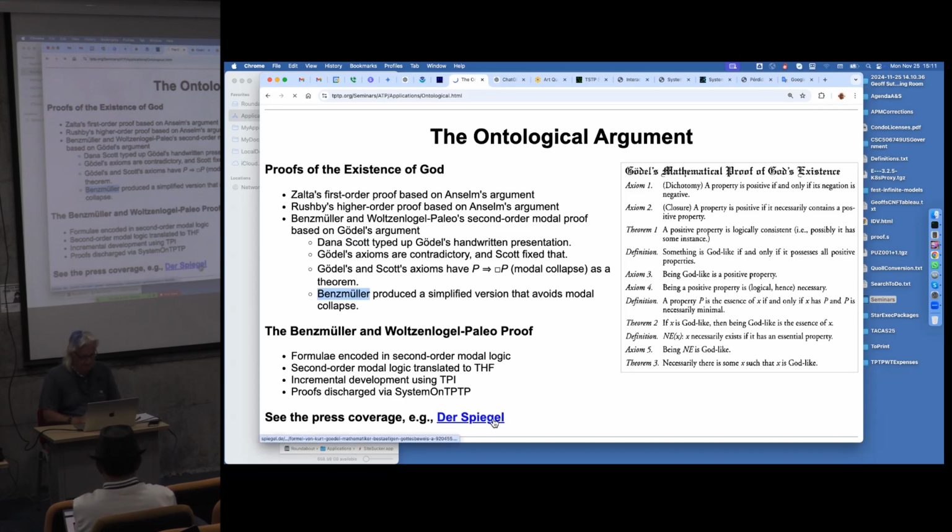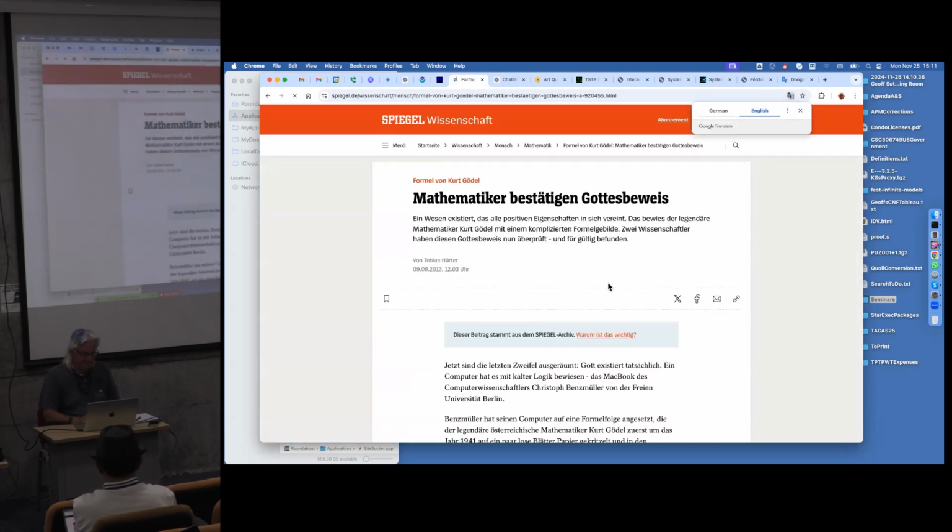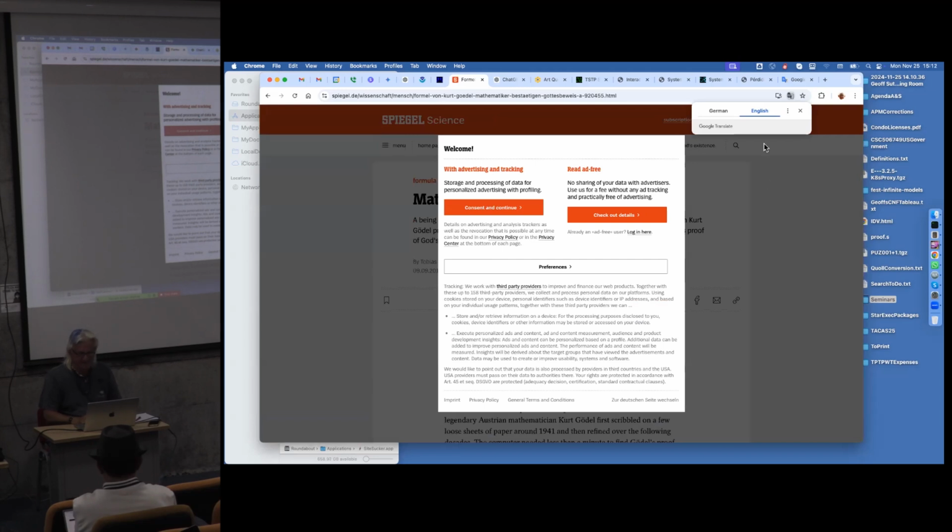And it was reported, here we go, in the German newspaper. It's gone to English. Go away. No, it won't let me see it now.